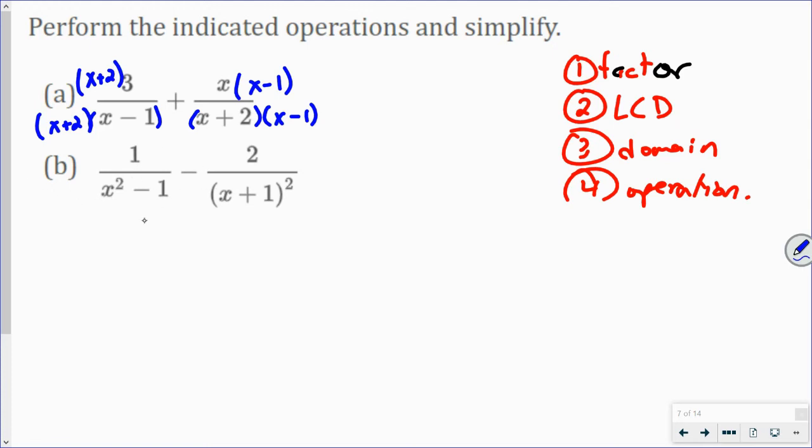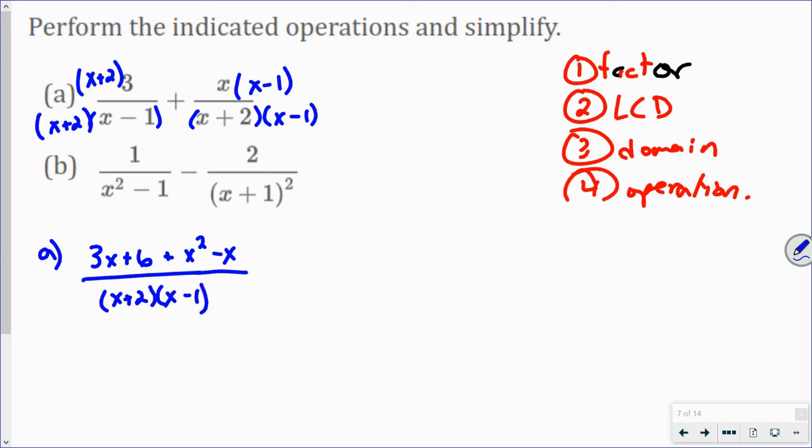Okay, we're going to kind of cover up B for a second. We'll come down here with A. And you can distribute this 3 in here. So you get 3x plus 6 plus, and then distribute this x in here, x squared minus x, all over, and you're going to leave the denominator factored out.